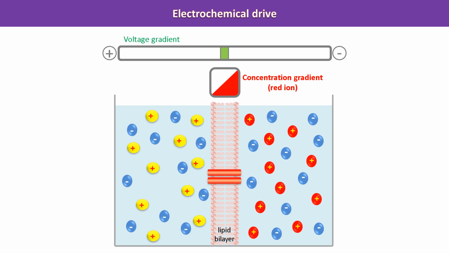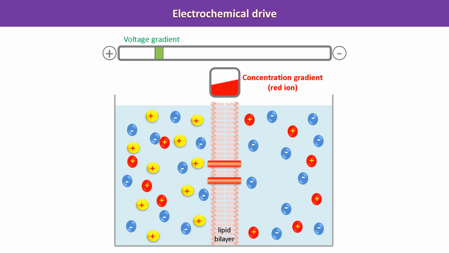When the channel opens, the red ion can cross the membrane, but none of the other ions can. Watch the gauges at the top to see how the concentration and voltage gradients change as red ions move across the membrane. The consequence of selective permeability is that the concentration gradient of the red ion across the membrane falls. At the same time, there's a build-up of positive charge in the left-hand chamber, creating a voltage gradient across the membrane.